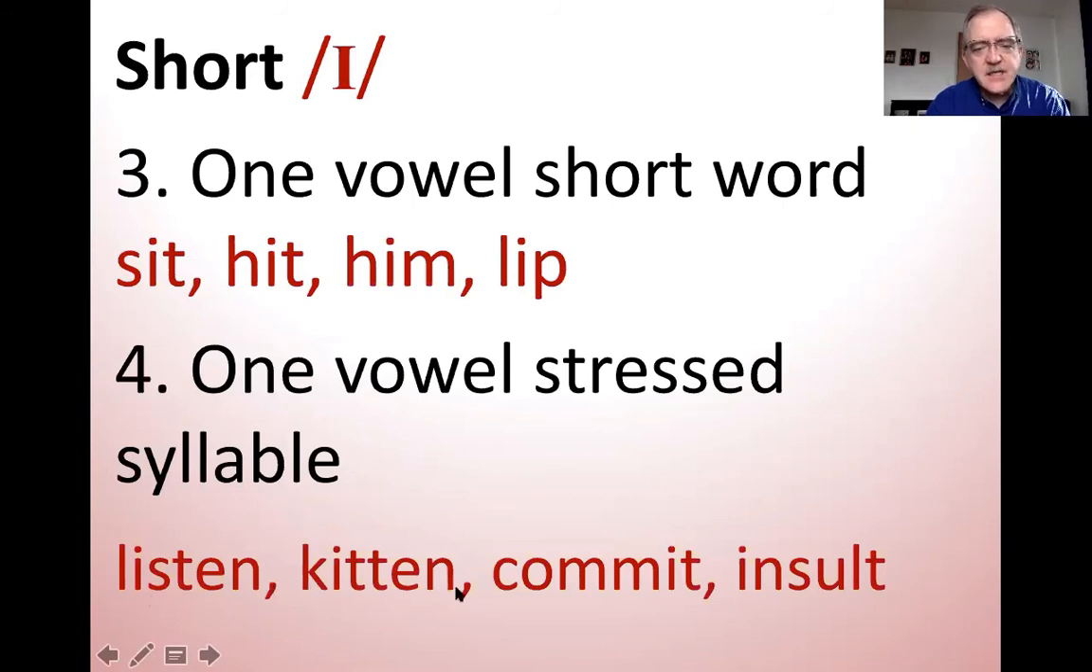Now we have the one vowel stressed syllable where we have two syllables. Listen, kitten, commit. It's two syllables and the stressed syllable takes a short sound. Listen. The I is stressed and short I is I. Kitten. Do you know kitten? It means a baby cat. Kitten. Now this word, the stress is on the I here. Commit. And here, insult. Insult means bujoku. You're stupid. You're dumb. Okay, that's an insult.